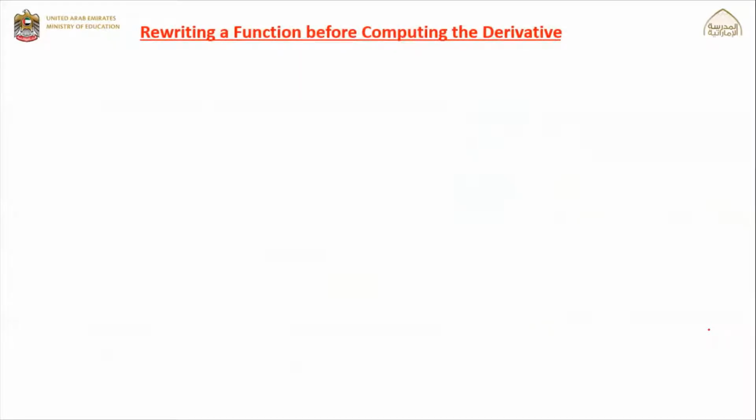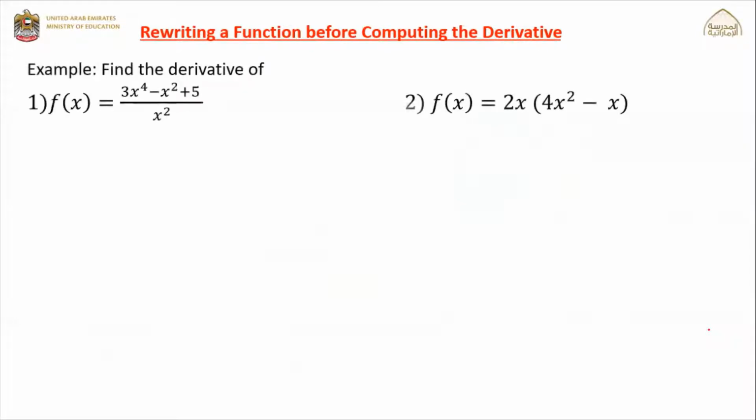Sometimes we need to rewrite a function before computing the derivative. So let me check these examples with you. The first one, find the derivative of f of x equal (3x to the power 4 minus x squared plus 5) over x squared. Here I can do two things. The first one, distribute the numerator over the denominator. And the second one, take x to the power 2 up with a negative power. After that, make a multiplication between it and the terms in the numerator.